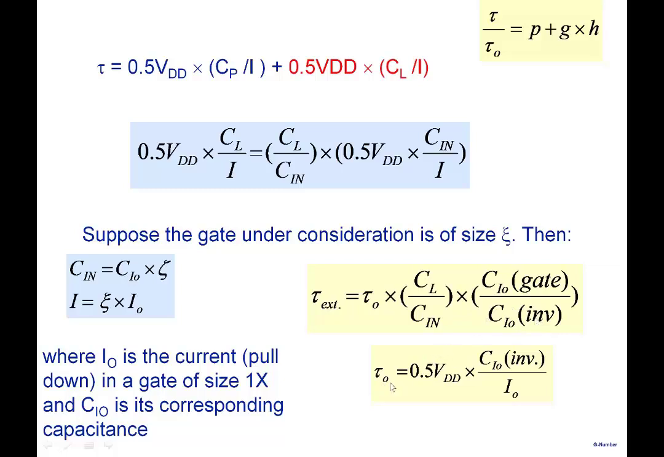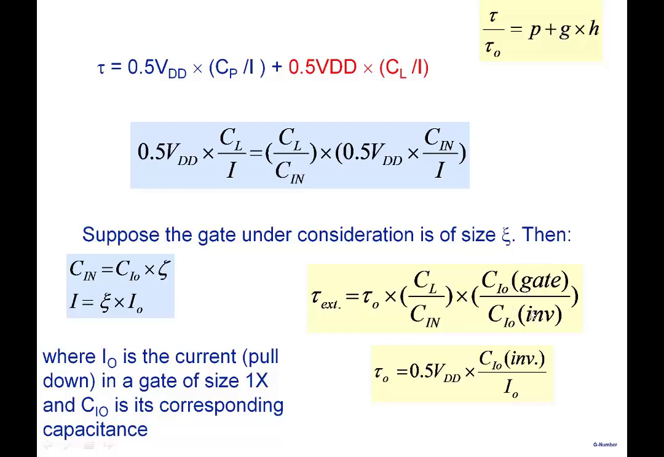Note that tau naught is 0.5 VDD, Ci0 of inverter over I0, where I0 is of the inverter of size 1x. So we end up writing in this particular form. Now remember, this is tau by tau naught. So you take tau naught to the other side, and CL by Cin becomes the electrical effort, and Ci0 of that gate by Ci0 of the inverter becomes the logical effort, G. Ci0 of a gate means a gate of size 1x, and Ci0 of inverter means an inverter of size 1x. That ratio is what we are calling the logical effort, G.